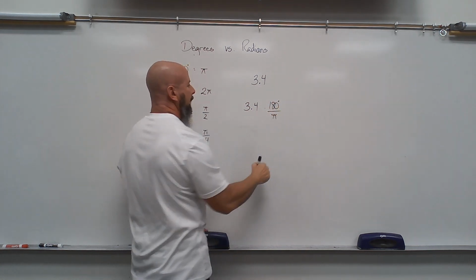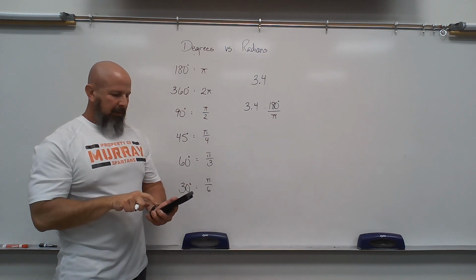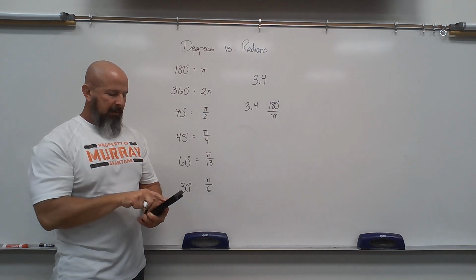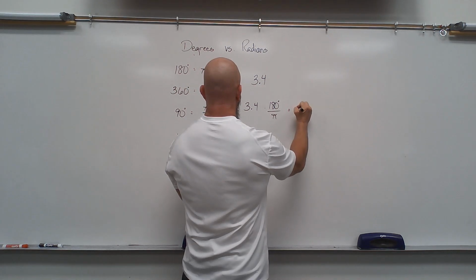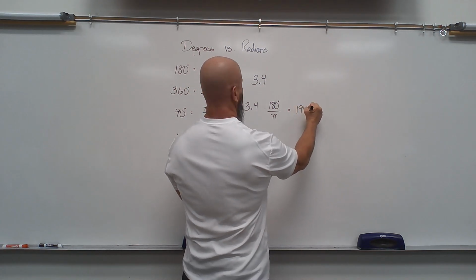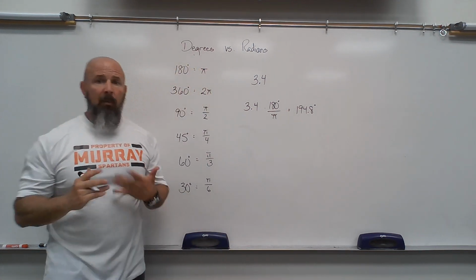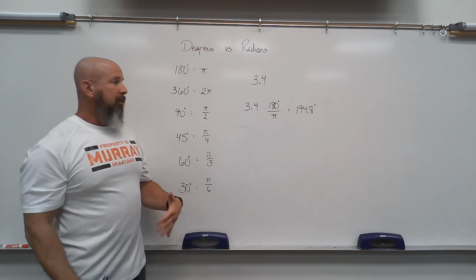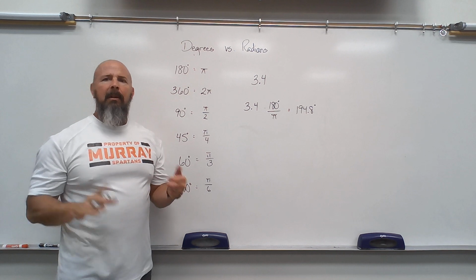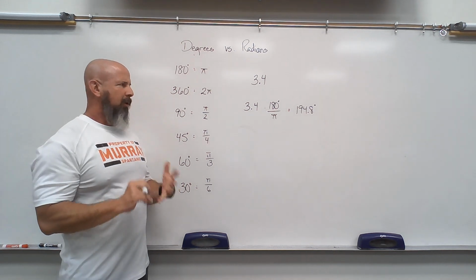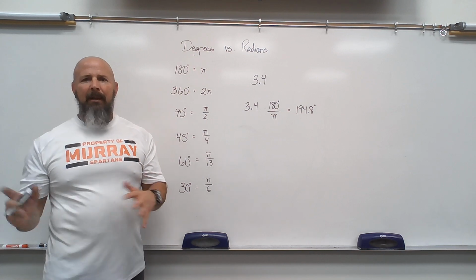180 degrees over pi. This one I'm definitely going to need my calculator for. So 3.4 times 180, divide that by pi, and this would be 194, I'll just go nearest tenth, 194.8 degrees. So 3.4 radians is almost a 195 degree angle. So that's a very large angle. Very different than 3.4 degrees. Okay, so 3.4 radians would be a 195 degree angle.